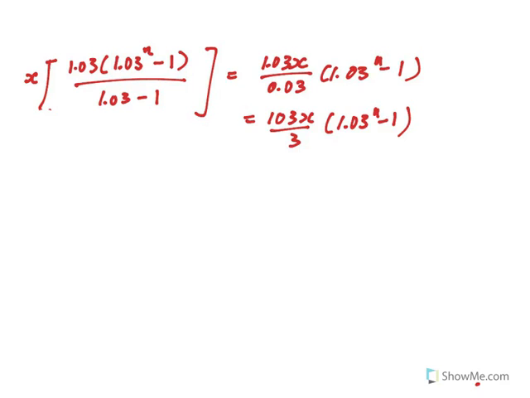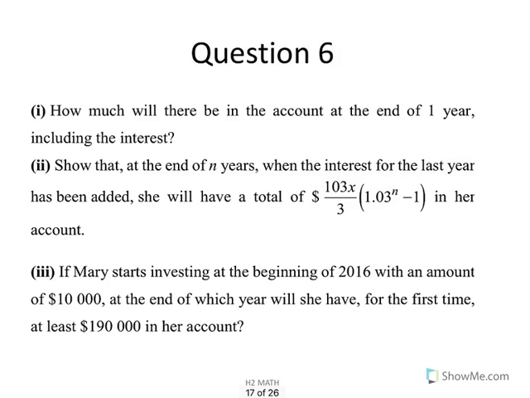Part 2: show that at the end of the n years, when the interest for the last year has been added, I will have this amount. So we take this into account. So this is for part 2.